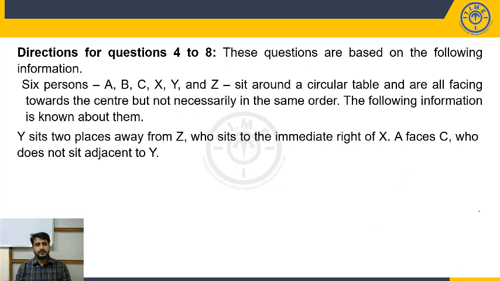Question number 4 to 8. 6 persons A, B, C, X, Y and Z sit around a circular table and are all facing towards the center but not necessarily in the same order. The following information is known about them. Just 2 lines of information and we have 5 questions followed by that. Let's see.